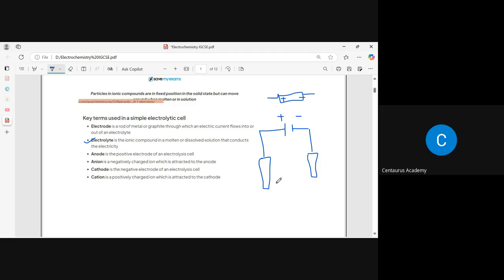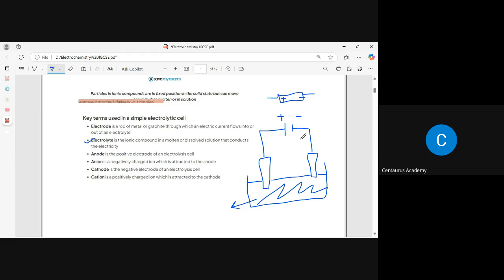These pieces of electrodes can either be metal rods or graphite inert electrodes, and they tend to carry electric current into and out of the electrolyte. They are then dipped into the electrolyte, which is your molten or aqueous ionic compound solution.